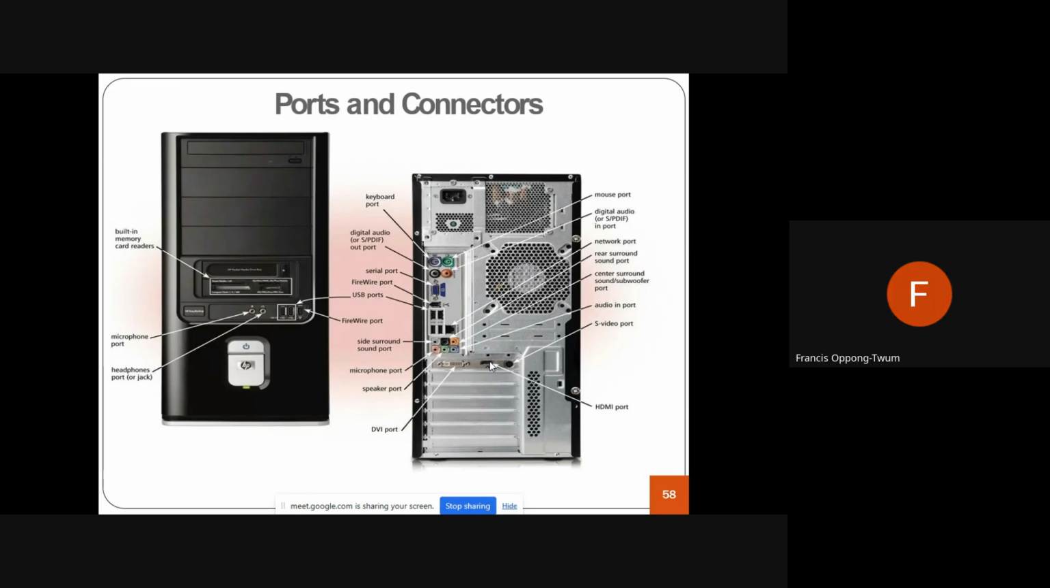Then what else? The microphone port. Okay, that's good. The microphone. We also have the firewire port. Okay, that's good. There are a lot of ports.